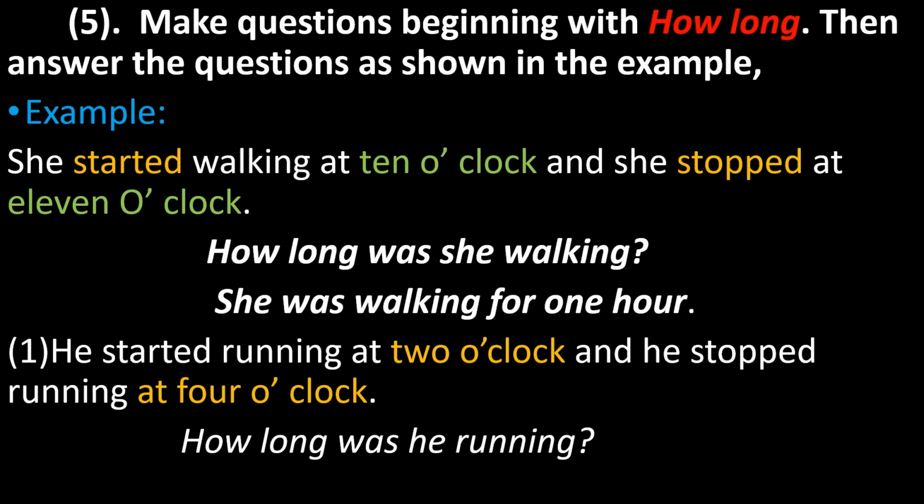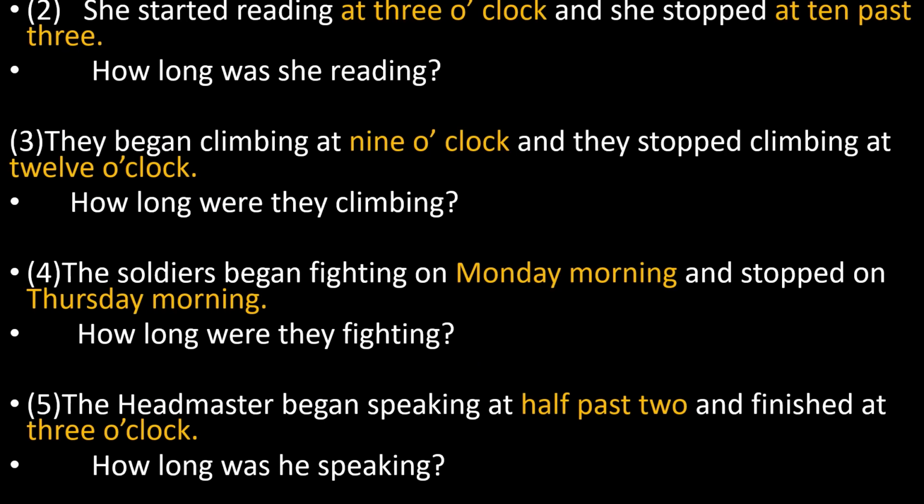He started running at 2 o'clock and he stopped running at 4 o'clock. How long was he running? He was running for 2 hours. He started reading at 3 o'clock and he stopped at 10 past 3. How long was she reading? She was reading for 10 minutes.